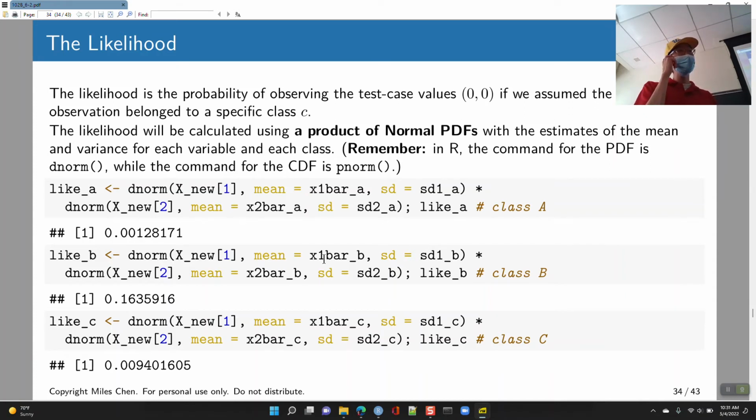And then R has a built-in naive, not a built-in, I think there's a package you load up. It has a naive Bayes classifier, and it should give you the same answers as what you program. And that always feels good, I think.